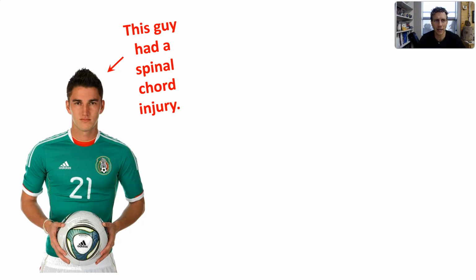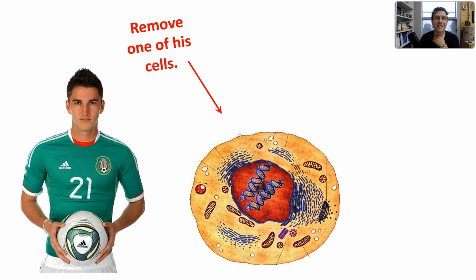So, here's the idea. Remove one of his cells. Maybe a skin cell, doesn't matter. Those would be the easiest. And notice it has 2 copies of each chromosome. Really, humans have 23 types. So you get 23 from mom, 23 from dad. So there should be 46 in there. But we're simplifying things. Okay? It has 2 copies of each chromosome.